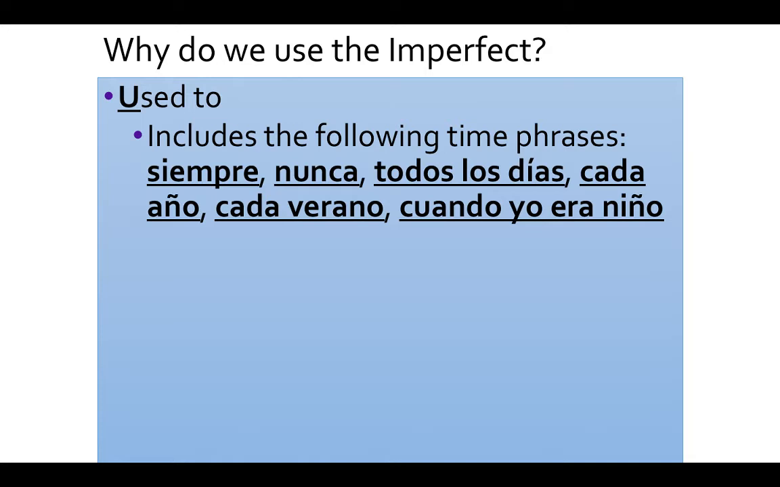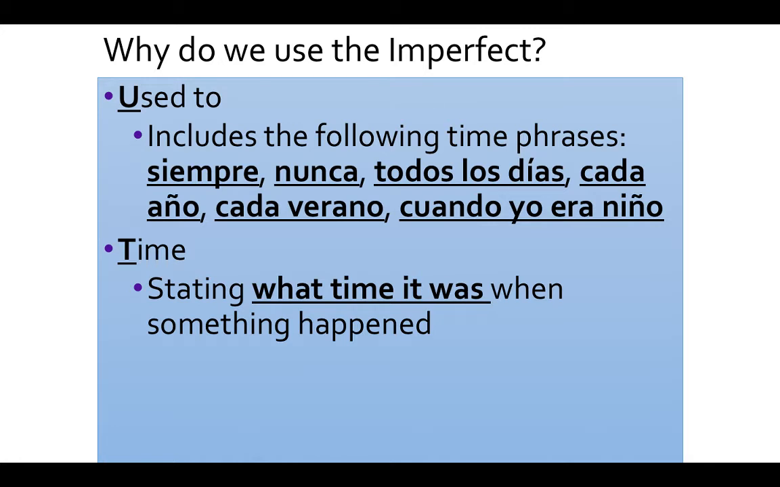You have some specific phrases that go along with the imperfect, such as siempre, always, nunca, never, todos los días, every day, cada año, every year, cada verano, every summer, or cuando yo era niño, when I was a kid. So, all of these are what we call imperfect triggers, those words that you typically use with the imperfect tense. Okay, so UTOAD, the U is used to, the T is time, stating what time it was when something happened, like it was 8 o'clock at night, eran las 8 de la noche, when blah, blah, blah.